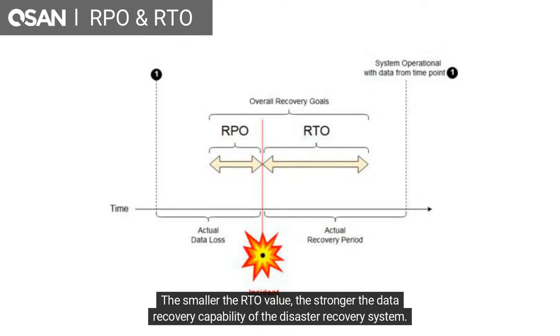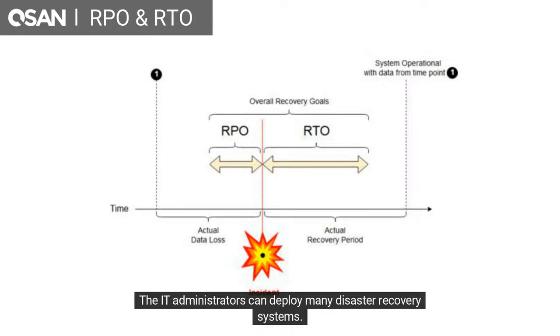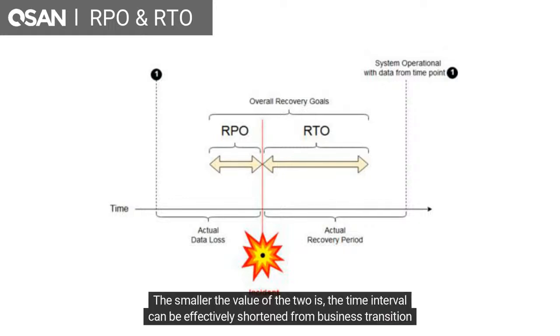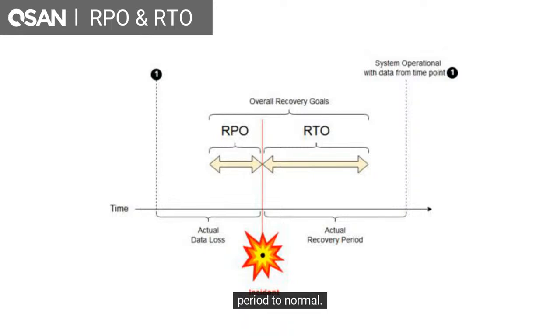The smaller the RTO value, the stronger the data recovery capability of the disaster recovery system. IT administrators can deploy many disaster recovery systems to obtain the smallest RTO, but it means investing a lot of money. The RPO indicator comes from before the failure occurs, and the RTO indicator comes from after the failure occurs. The smaller the value of the two is, the more the time interval can be effectively shortened from business transition period to normal.